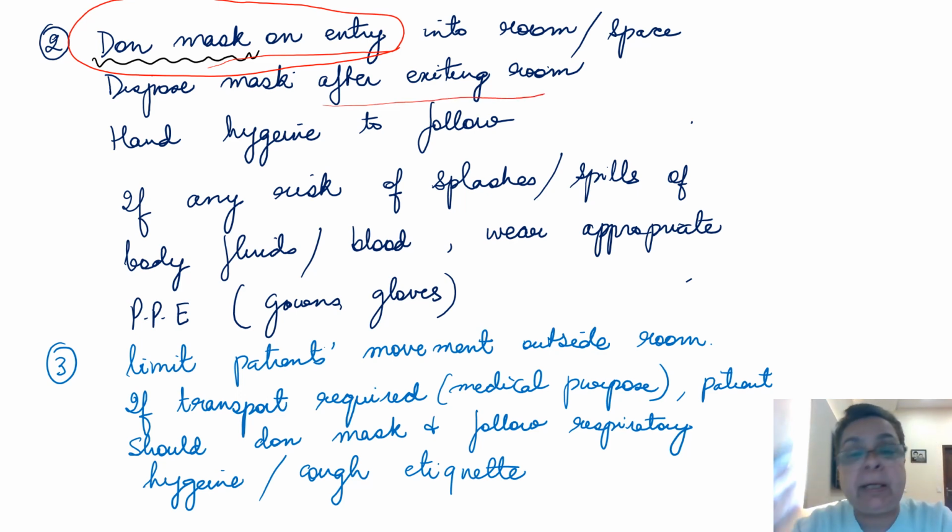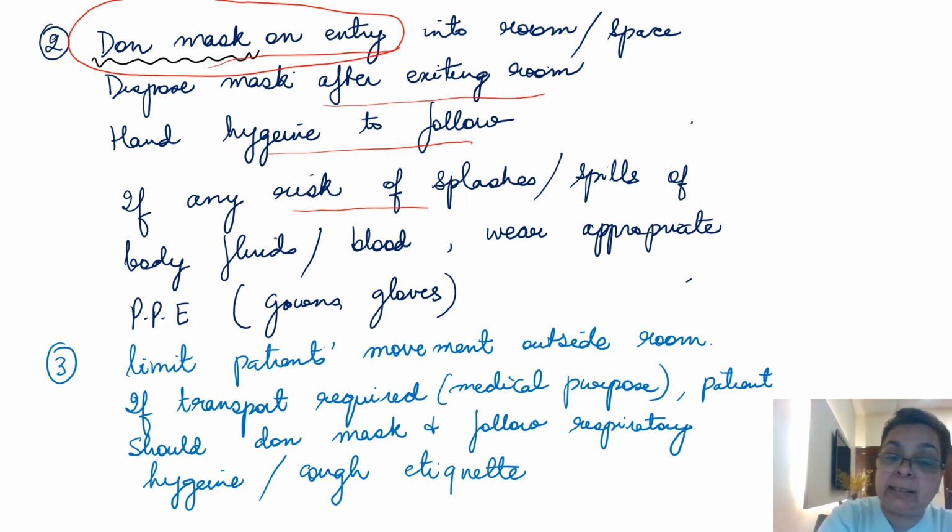Obviously, if you're expecting other kinds of exposure, like splashes, etc., or spills, then you're going to wear other personal protective equipment also. But this is mandatory mask. Then the moment you walk out of the room, hand hygiene is to follow. If there is any risk of splashes or spills, then wear appropriate personal protective equipment. So that's our PPE story.